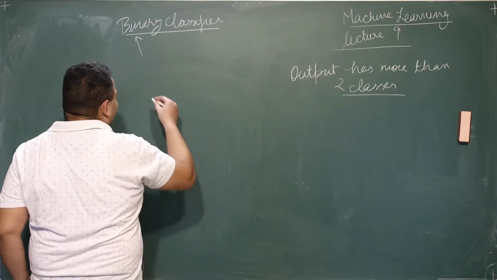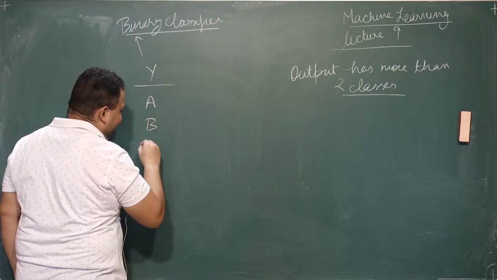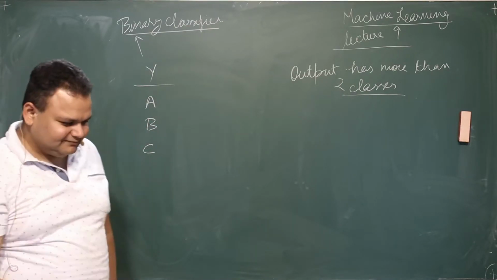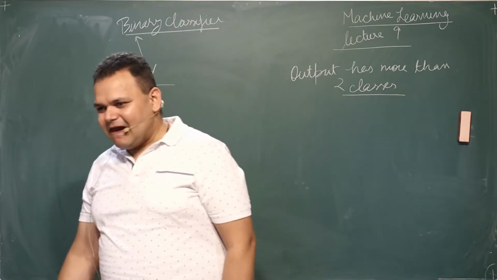Let us say your output has three possible values, A, B, and C. What do you do in this case?